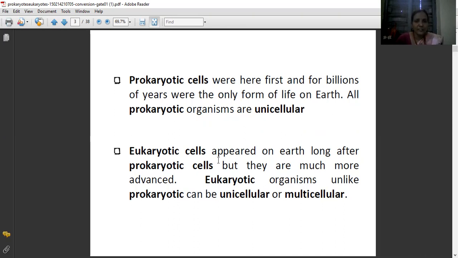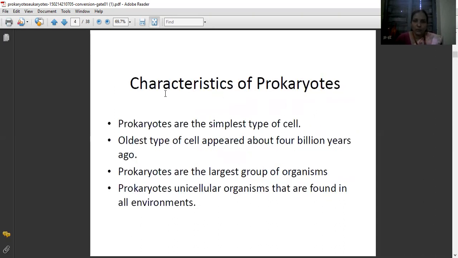So the eukaryotic cell is present in unicellular as well as multicellular organisms. Our today's main topic is the characteristic structure and function of the prokaryotic cell. Prokaryotes are a simple type of cell, the old type of cell, which appeared about 4 billion years ago. Life started first, in the water, so the prokaryotic cells started there, then evolution took place.